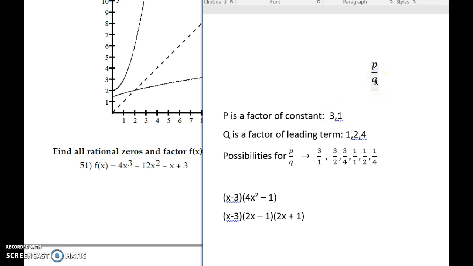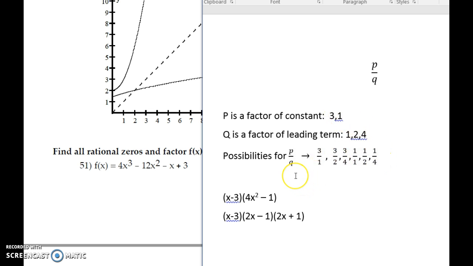And on page 328, it says the bottom number has to be a factor of the leading coefficient, which is 4. The only numbers that divide 4 are 1, 2, and 4. And again, positive or negative. So a zero of this function has to look like one of these. There's no other choices but these 6. So the number 3, because you have 3 over 1, 3 over 2, or 3 over 4. And then your other options are 1 over 1, 1 over 2, and 1 over 4. Those are your only 6 options.